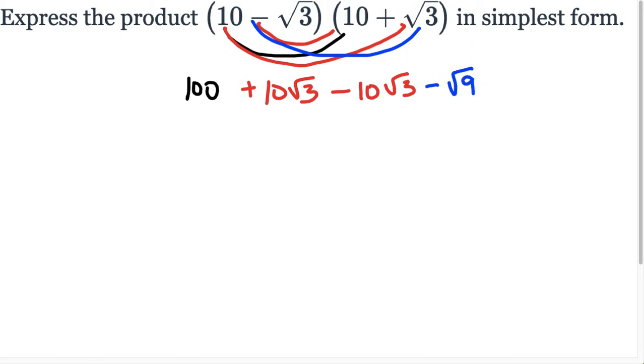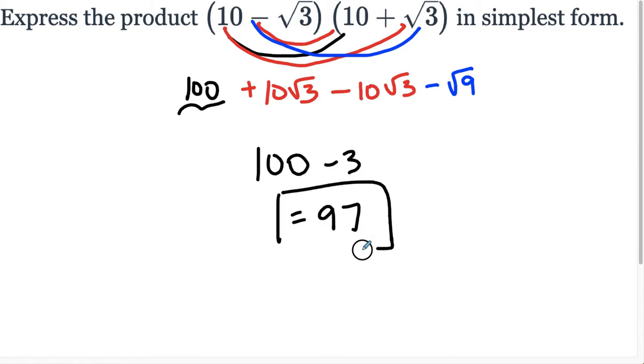Now we're going to add our like terms, which are positive 10 square root of 3 minus 10 square root of 3, which is 0. So they actually cancel out. And then I'm going to reduce this one too, which is square root of 9 is actually positive 3. So really, all in all, if I bring this down, which is 100, and I cancel these two because they do cancel out, and then I bring this down, which is technically minus 3, all of this gets simplified to 97. Okay, all right, let's try another one.